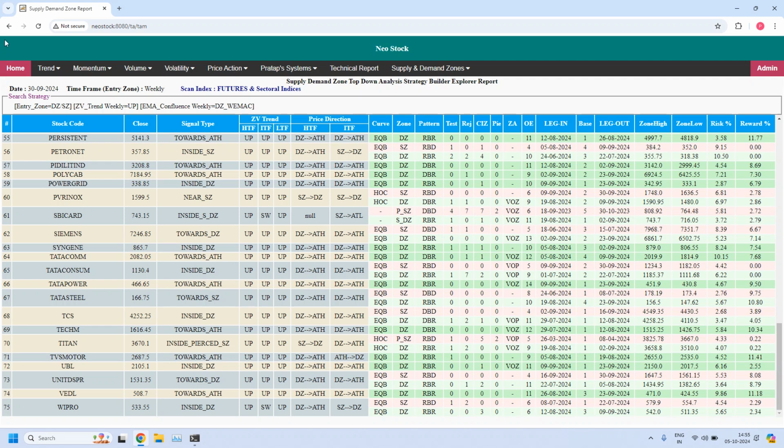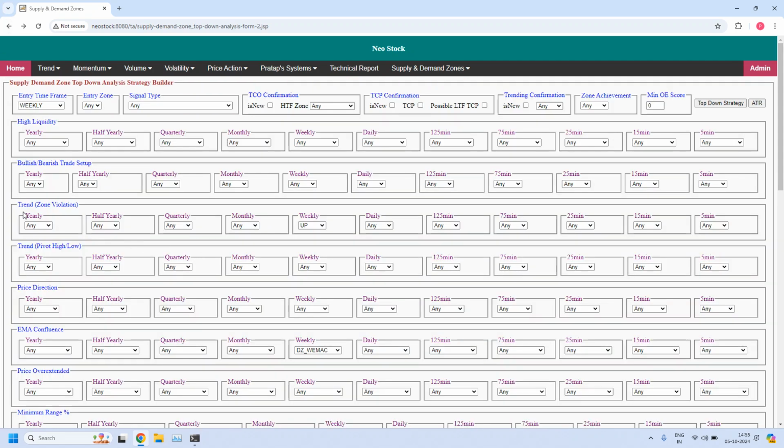Further we will reduce the list by adding one more filter, a trend based on pivot high-lows, that is a swing high-low combination. So on the weekly time frame, I am also enabling this trend up. So we have both zone violation trend and pivot violation trend as uptrend. If both are supporting the same trend, definitely that is a perfect list.